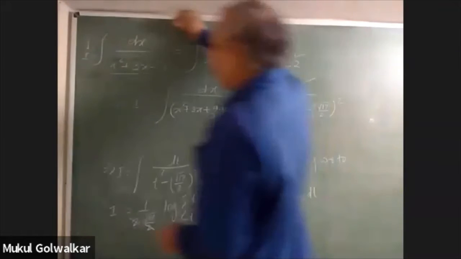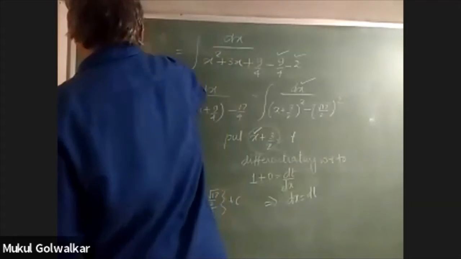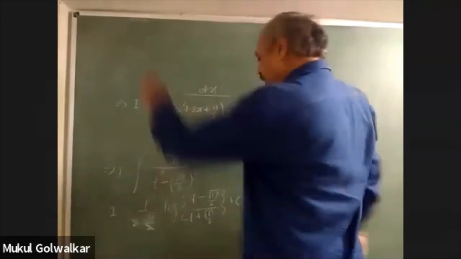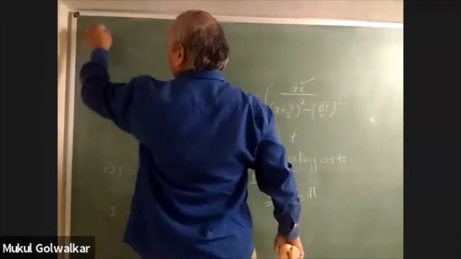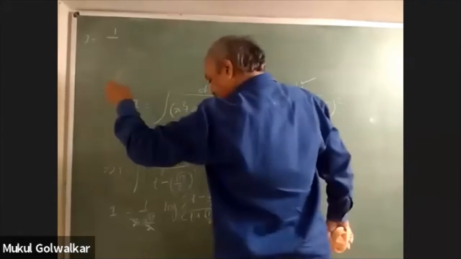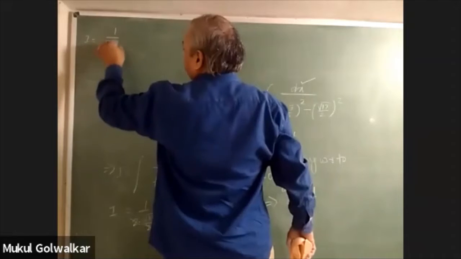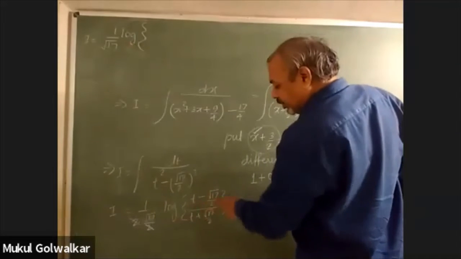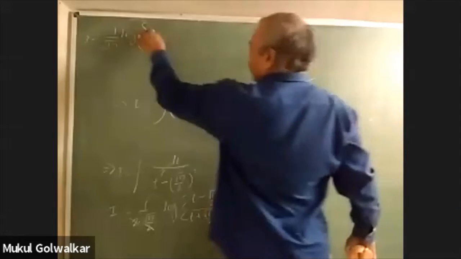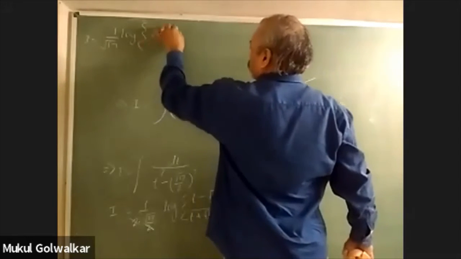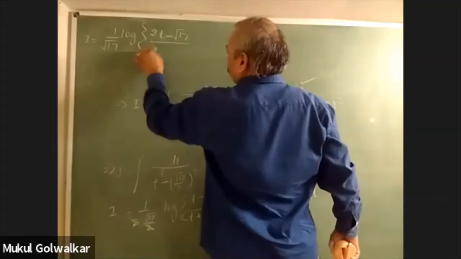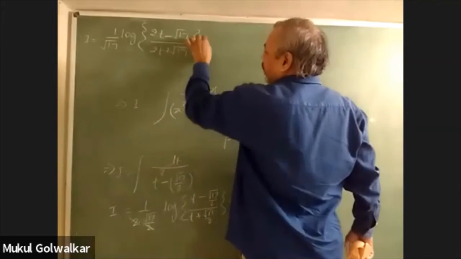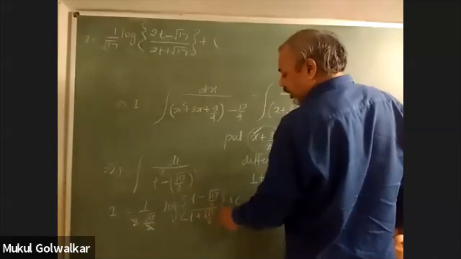And I require some working place also, so I am cleaning the first line of the question also. So here I write the value of I is equal to 1 by root 17 log of, and here I can write that in the form of 2 times t minus root 17 divided by 2 times t plus root 17, after taking the LCM and cancelling this 2 from numerator and denominator.